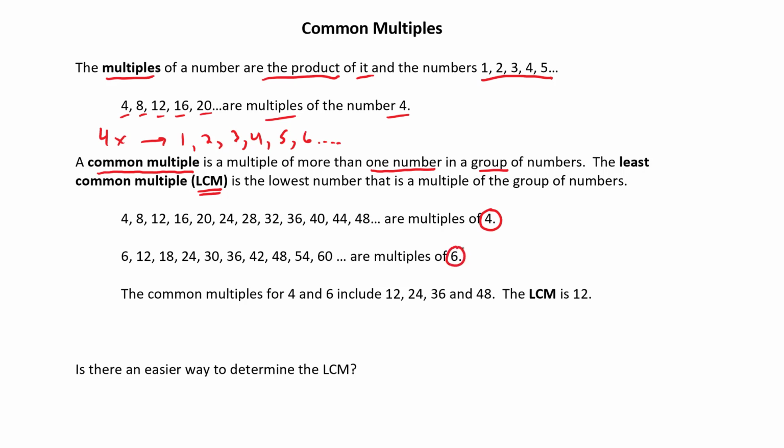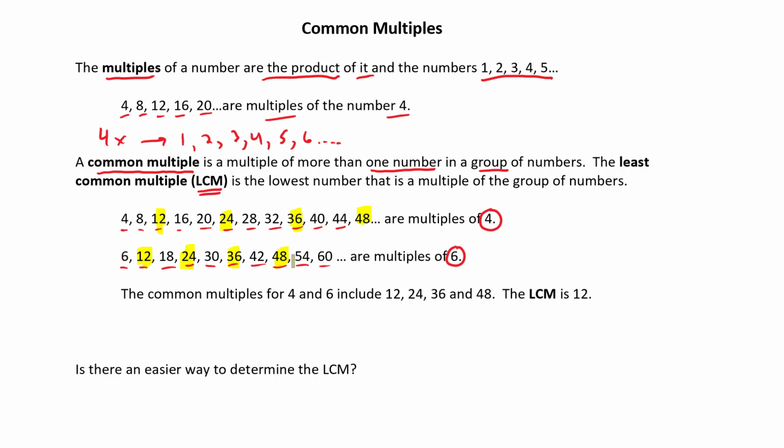What are the multiples of 4? Well, we have 4, 8, 12, 16, 20, 24, just multiplying as we move up. And for 6, 6, 12, 18, times 4, times 5, times 6, times 7, times 8, and so on and so forth. What are the common multiples between 4 and 6? Well, we have 12. We have 36. I missed 24. We have 48. So these numbers, 12, 24, 36, and 48, are common multiples of 4 and 6.